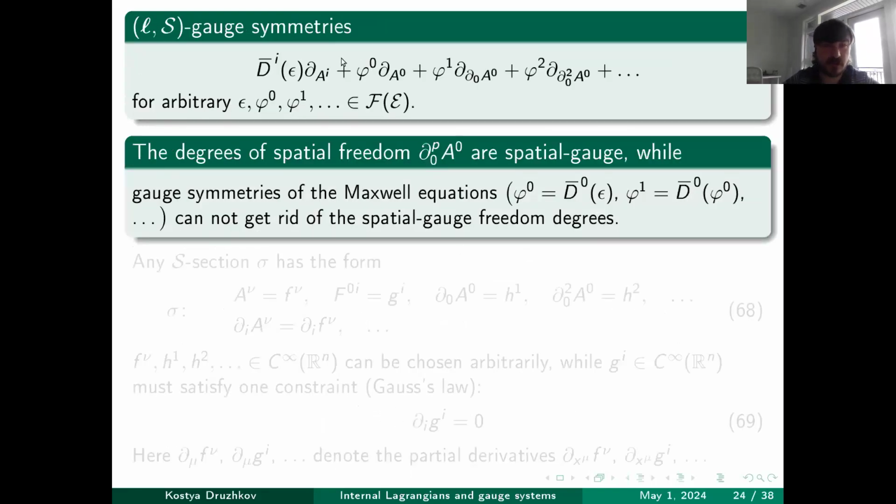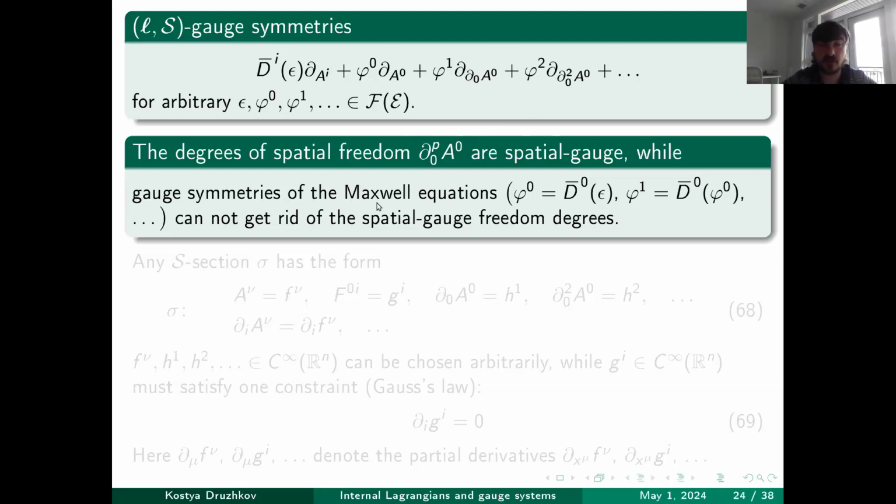It's more convenient to consider LS gauge symmetries in this way. We can consider only LS gauge symmetries. They are given by arbitrary functions epsilon, phi0, phi1, and they have this form. And it's easy to see that our degrees of spatial freedom are spatial gauge ones, right? Because we have arbitrary functions here, phi0, phi1, etc. We can use arbitrary functions here in order to obtain the corresponding LS gauge symmetries. So this is why we can just gauge these degrees of freedom away. So they are spatial gauge, but they are not gauge in the most literal sense.